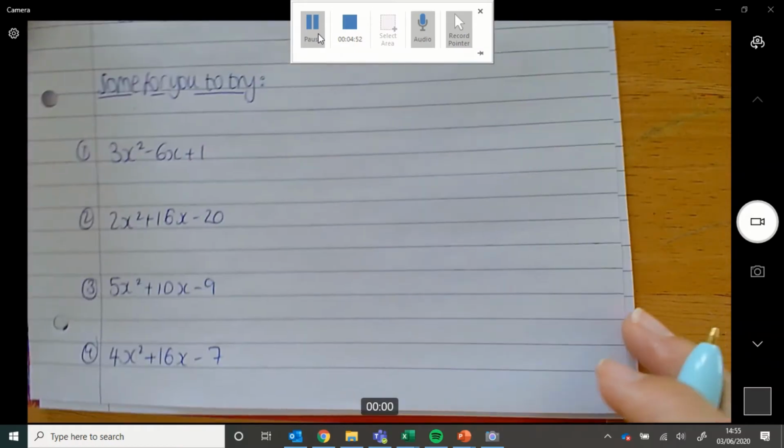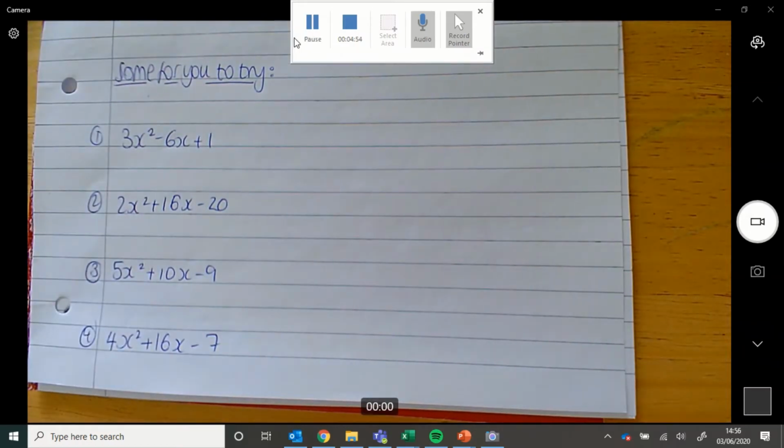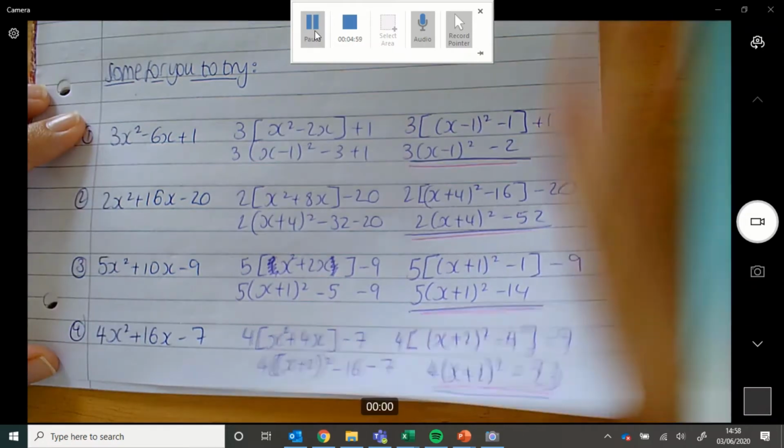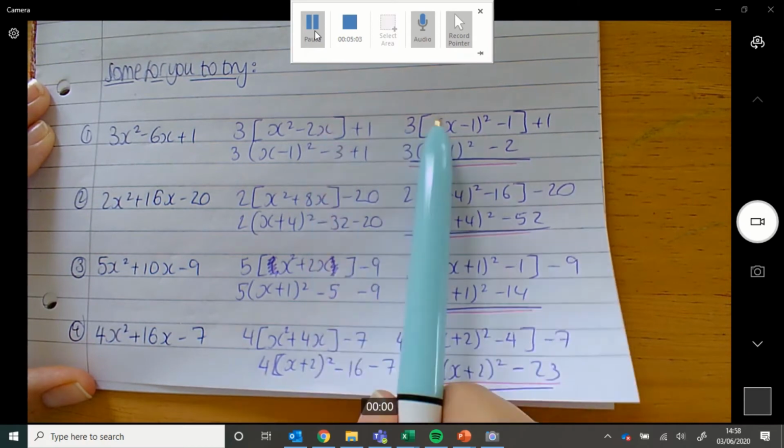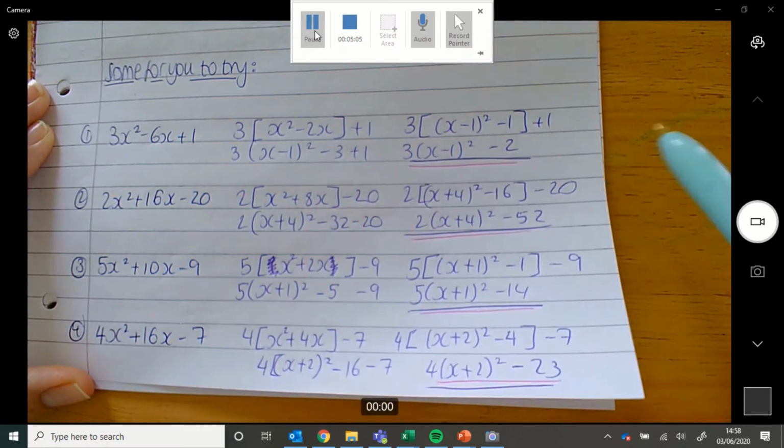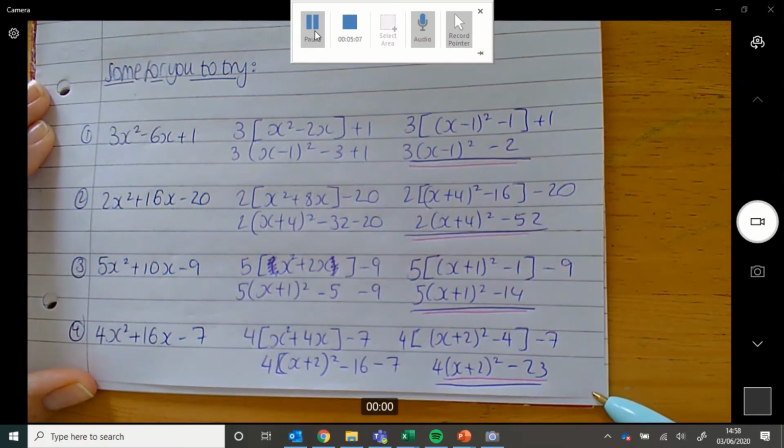4 questions for you to have a go at. Please pause the video and answer them. Okay, answers are now there. If you want to check them, my working out has gone step 1, step 2, step 3, step 4. So the ones with the pink underline are your final answers.